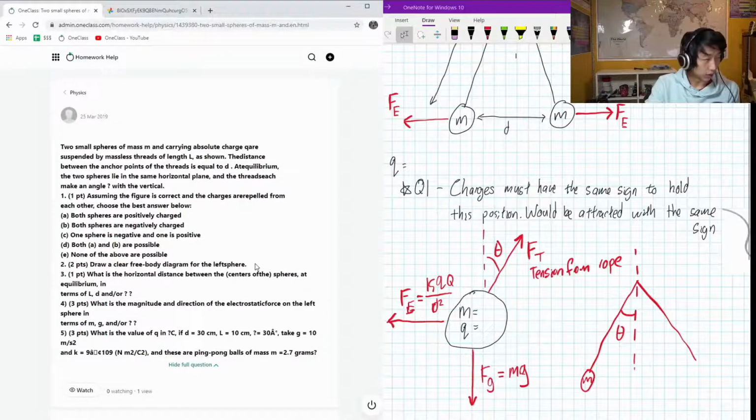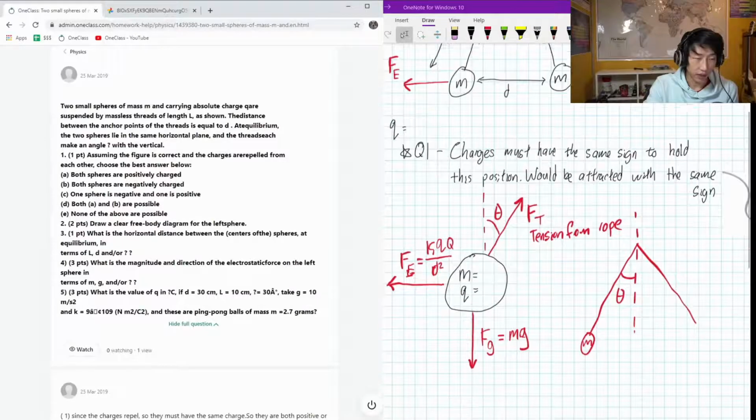That's awesome. Okay, so the next question is asking us to find the horizontal distance between the centers of the spheres at equilibrium in terms of L, D, and we're also going to need to incorporate mass and charge into this as well.